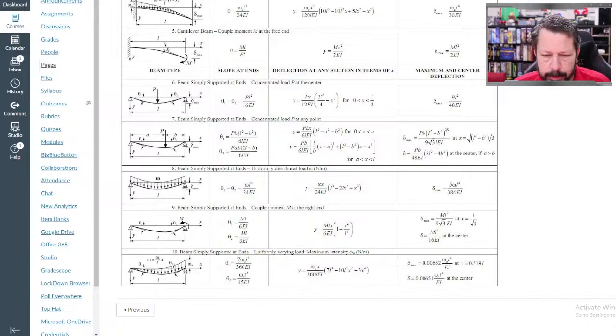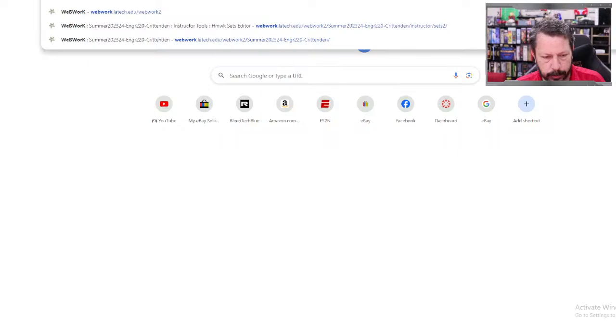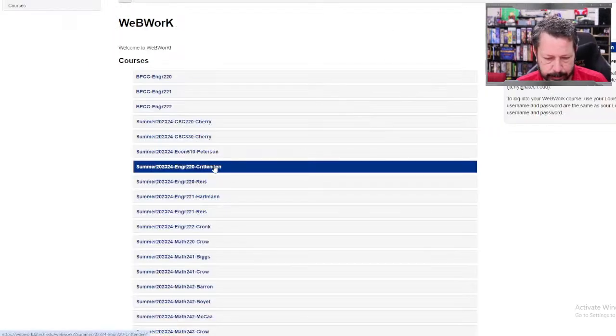Let's go through WebWork. I think it's homework 17 that is the beam deflection.